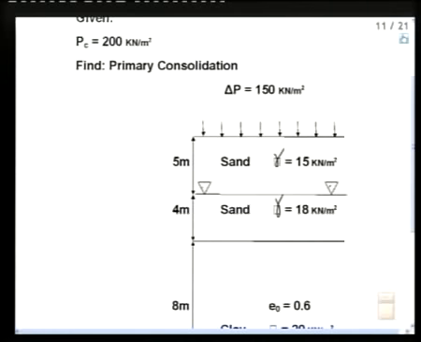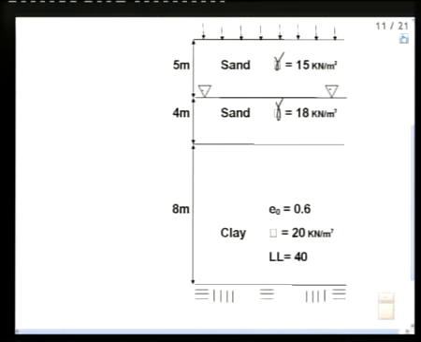Then I have clay. Gamma equals 20 kilonewton per meter cubed. I have liquid limit for it equals 40. And I have E naught, which is the initial void ratio, equals 0.6. I have rocks down. The height of the clay, 8 meters. What do I have to do? I have to calculate primary consolidation for the clay. Only for the clay. Always only for the clay. The primary consolidations. Remember?